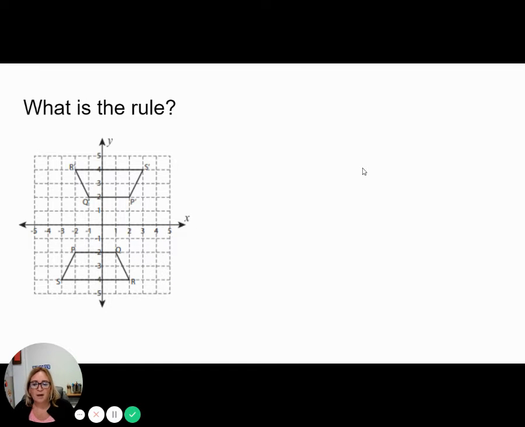Okay, so now we're going to talk about rules. In order to find out rules, we need to know what our movement is. Remember, your original pre-image is the one that is just listed as a number. Your image has these marks right here, and those are called primes. So this is the image to the pre-image. You should notice that this movement is 180 degrees.